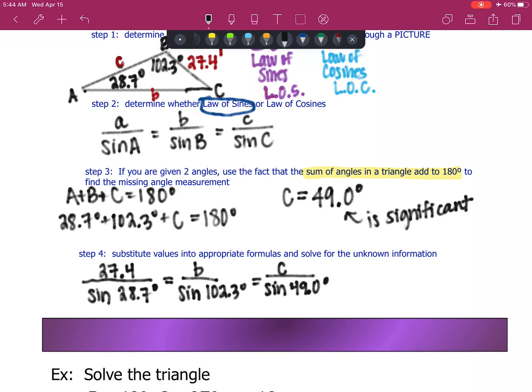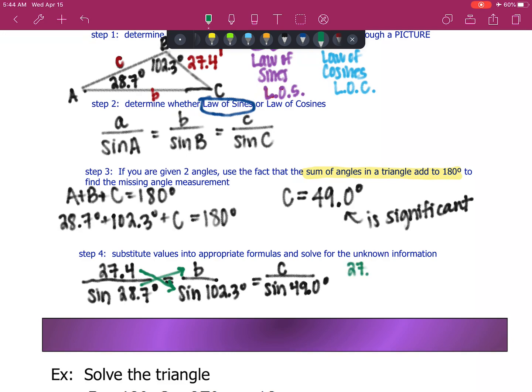It's very beautiful. Now we cross multiply. So now we're back to what used to be maybe middle school math. I don't know if they teach you that in middle school, but I know for sure that in geometry, this is taught: how to cross multiply and divide. So now you're just cross multiplying 27.4 times the sine of 102.3 degrees is equal to the sine of 28.7 times B. I say cross multiply and divide because that's eventually what you'll be doing.